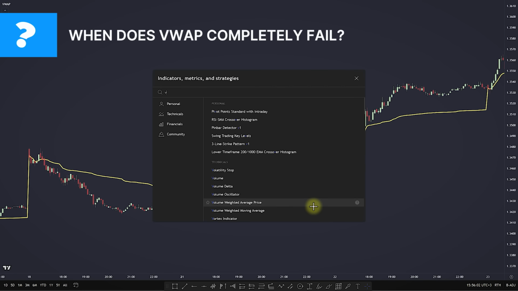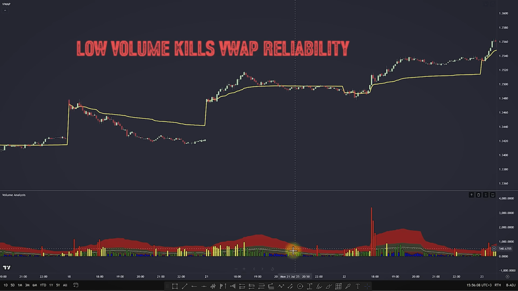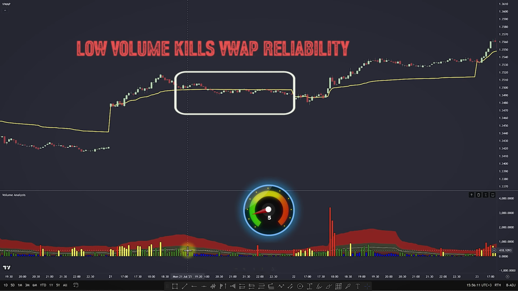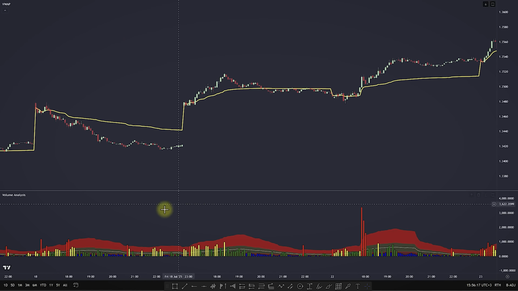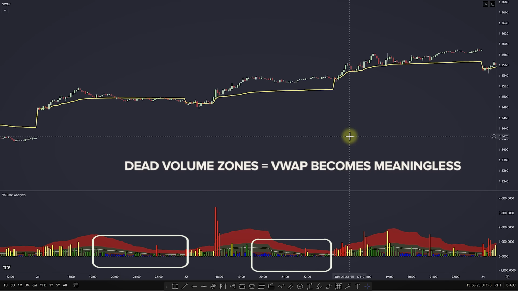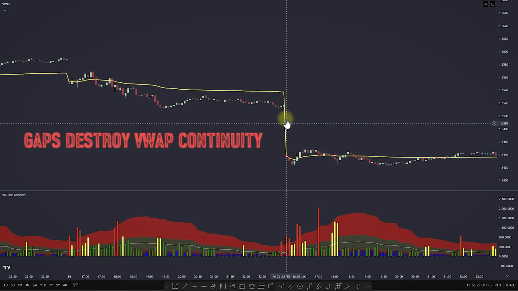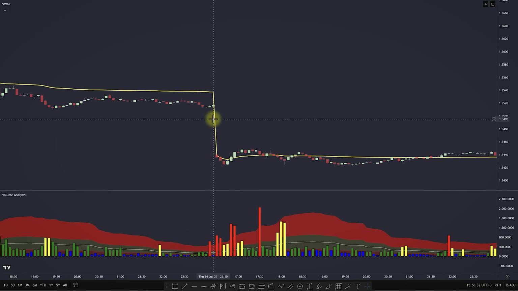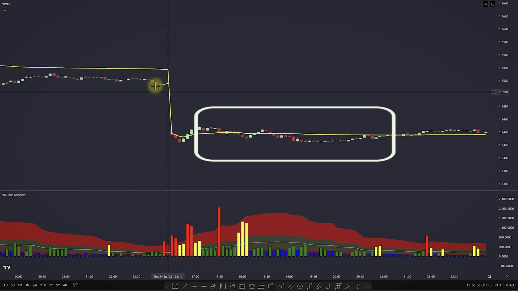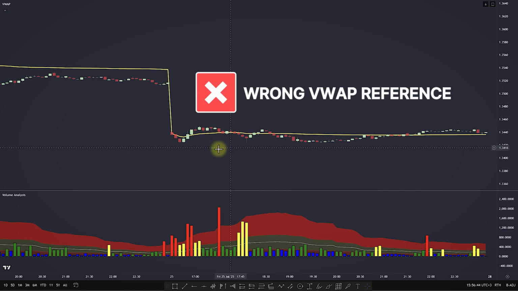Here's when VWAP stops working and most traders have no backup plan. Low volume kills VWAP reliability. When volume drops below 30% of average, VWAP moves on so few shares that it loses meaning. During these dead zones, price can drift through VWAP with zero resistance because no institutions are participating. The problem gets worse with overnight gaps. A 3% gap completely breaks VWAP continuity. The session VWAP starts in no man's land, while the real battle happens at yesterday's VWAP. Most traders don't realize they're using the wrong reference point.